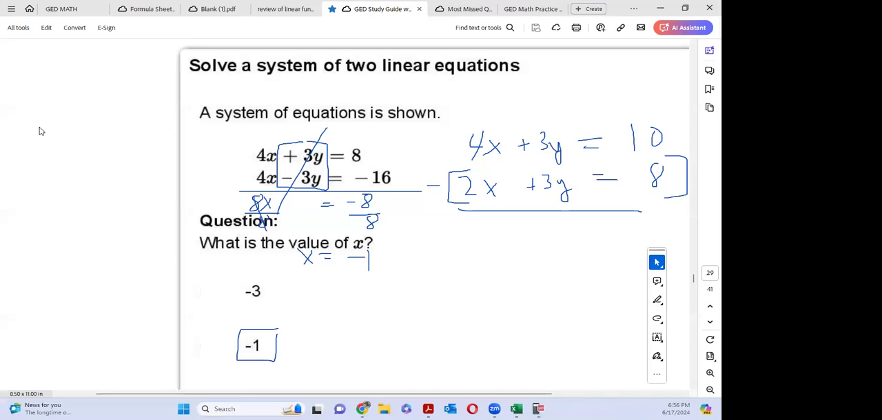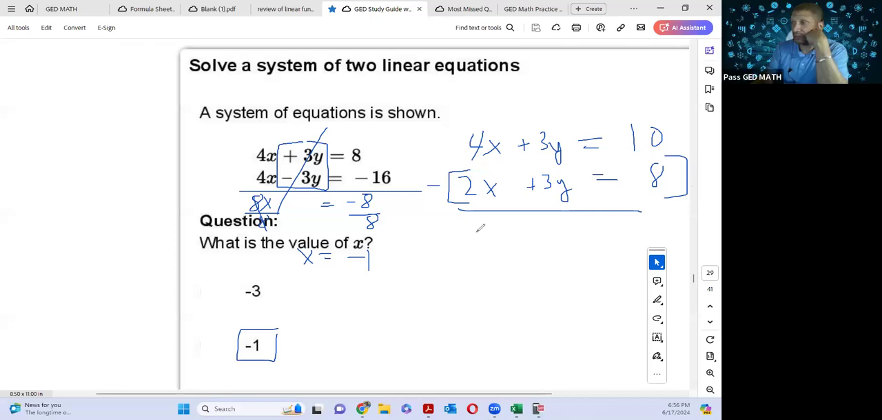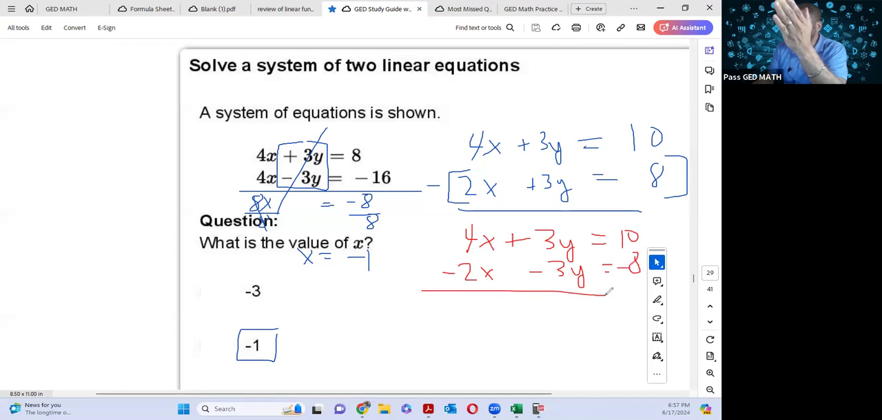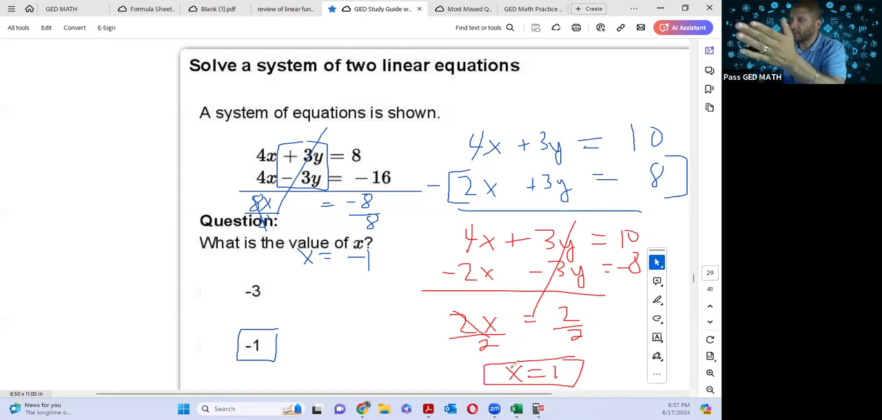Once you multiply by a negative, you can get the original equation. The first equation comes down exactly the way it was. The second one comes to minus 2x minus 3y equals minus 8. Now, these two eliminate. You get 2x equals 2. Divide both sides by 2, x equals 1. You plug that back in, then you solve for y.